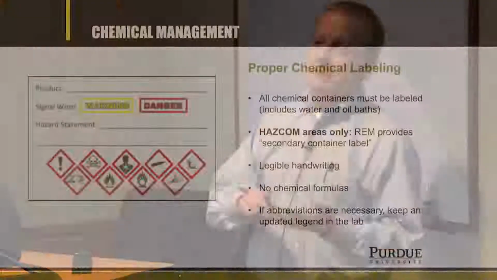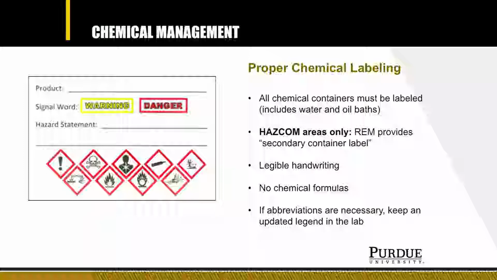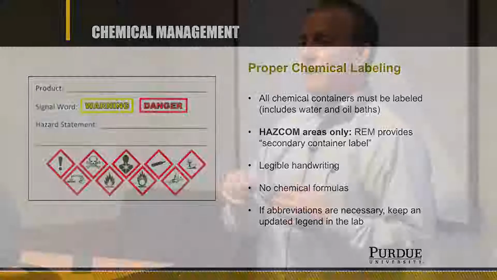So these things are obvious: legible handwriting, no chemical formulas. If it's water, don't put H2O, even though everybody knows. And if abbreviations are necessary because of the length of the chemical name, then all you need to do is have some type of legend somewhere. Post a legend in the lab. So if you want to use TEDA or whatever you might have, post that legend, and then people can go see what it is. Fairly straightforward. Those are the requirements for the hazard communication program.